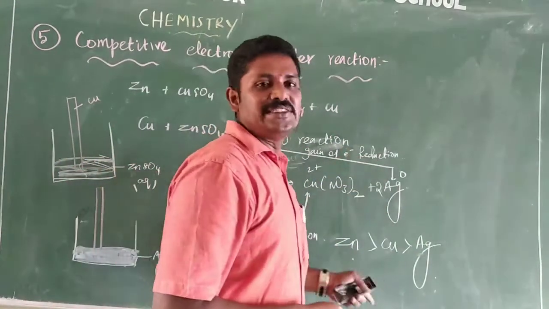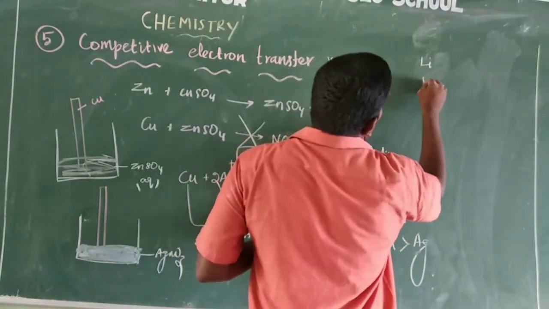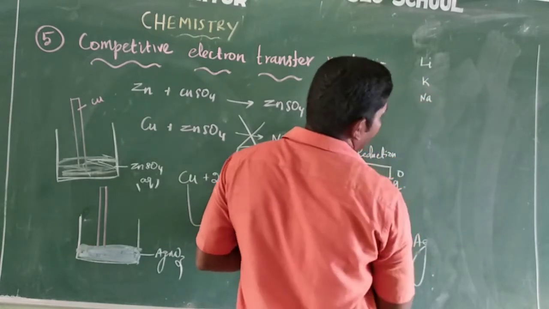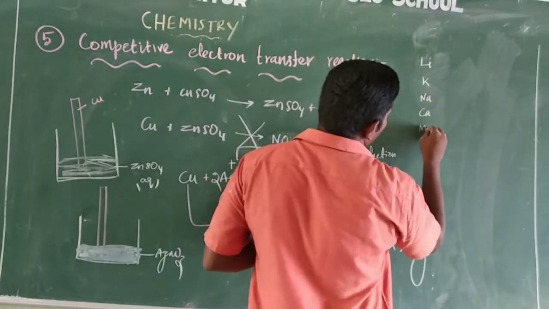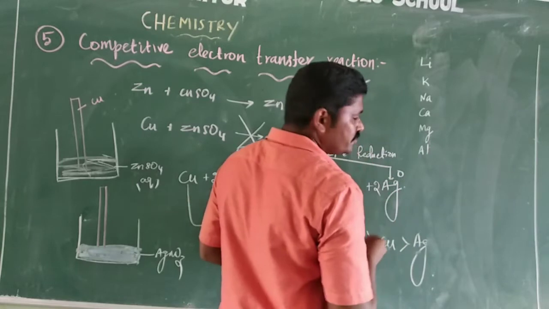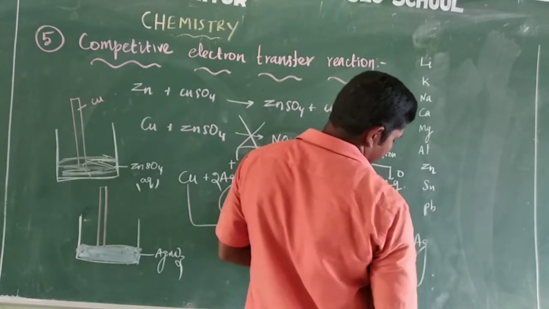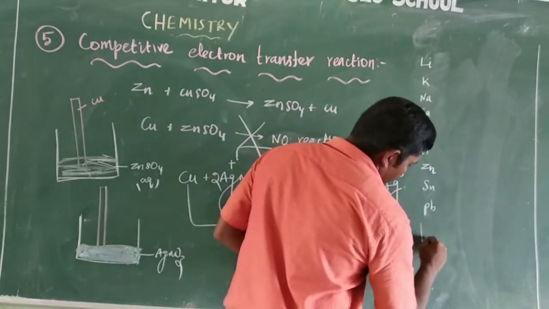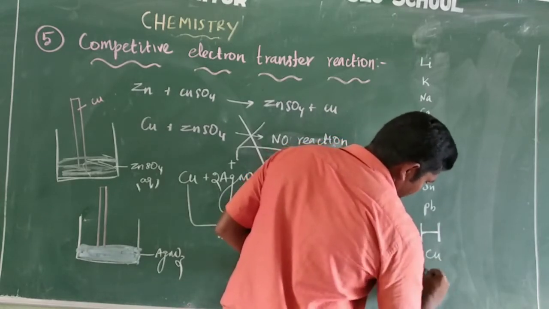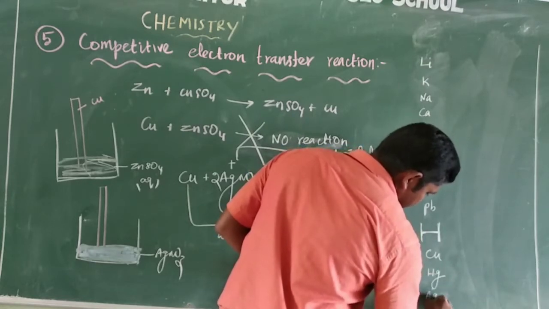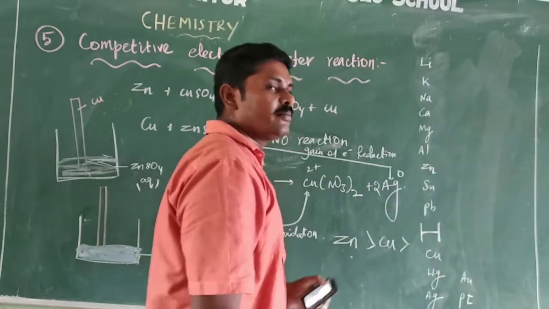Now the electrochemical series: lithium, potassium, sodium, calcium, magnesium, aluminum, zinc, tin, lead, hydrogen, then based on hydrogen, copper, mercury, silver, gold, platinum.